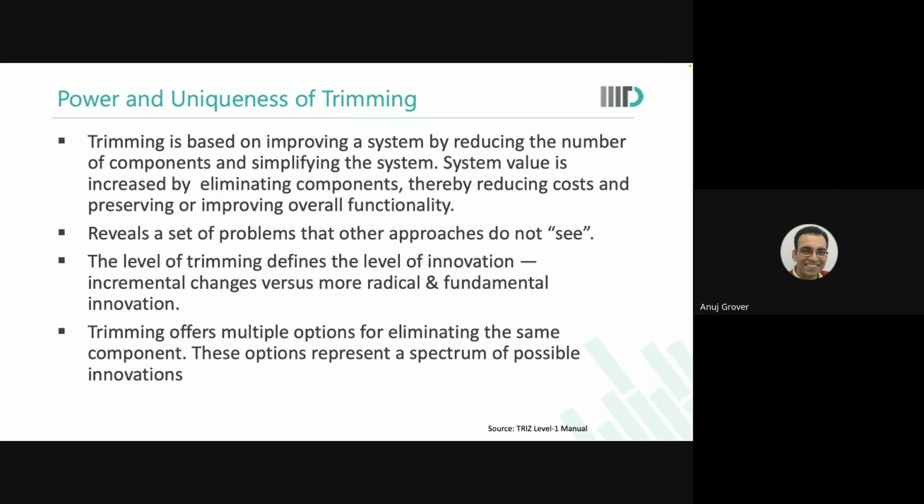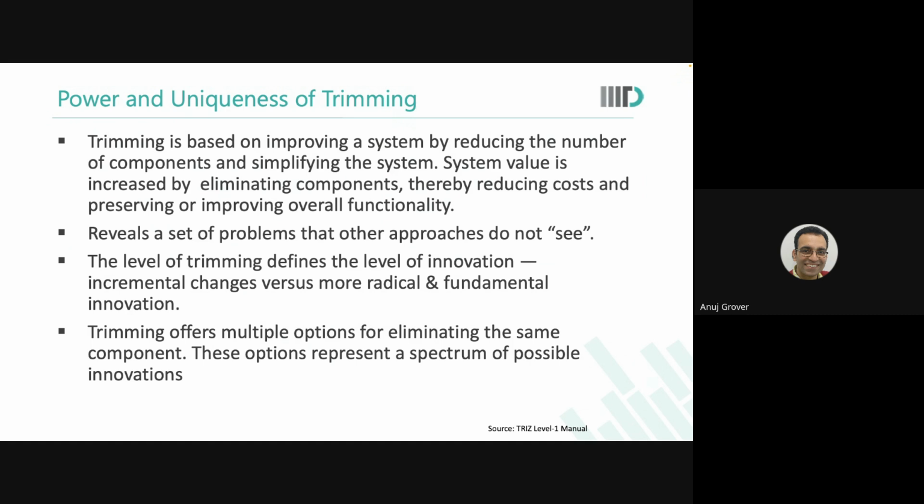And because you're starting with a function model and trying to see which other component can do the same function, it reveals value of those components which you would otherwise miss. So typically we look at components and we see what function those components are performing and we assume, okay, this is why it is there. Trimming very systematically pushes us to question those assumptions.